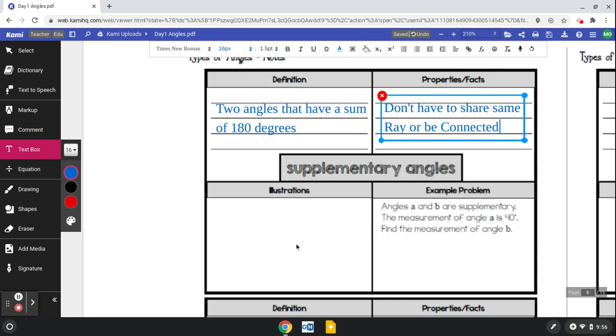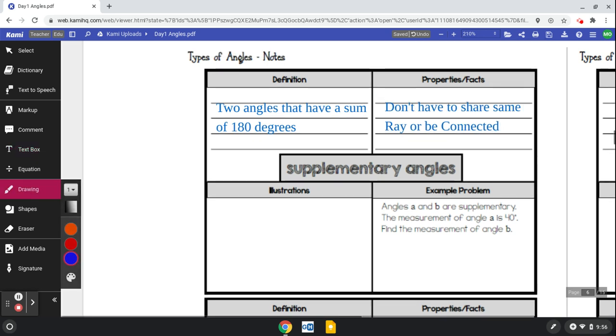Okay, so what are some examples? I'm going to draw in some examples for you. We said it has to make 180 degrees. So here is one example. Say angle B and angle A. I can clearly see that I have a straight line, right? So that makes your 180 degrees.